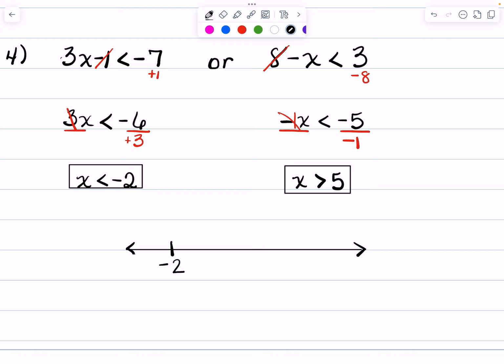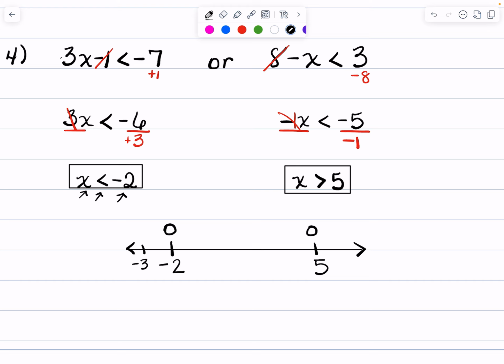-2 is smaller than 5. -2 is an open value. 5 is also open. Now, I need a number that x is less than -2. So -3 would be less than -2. So that means we're going to shade to the left.